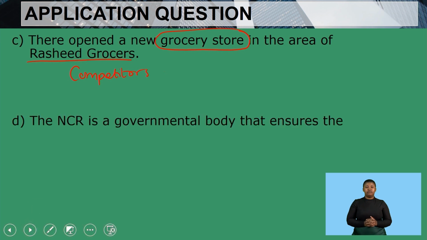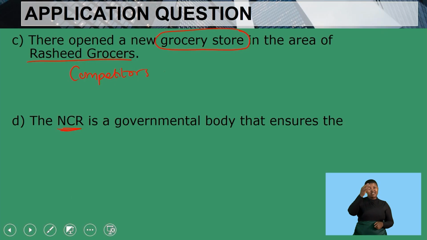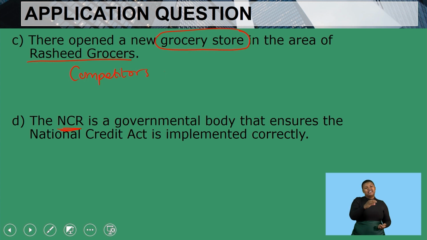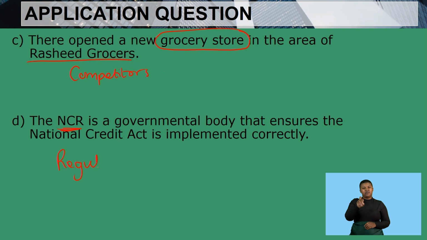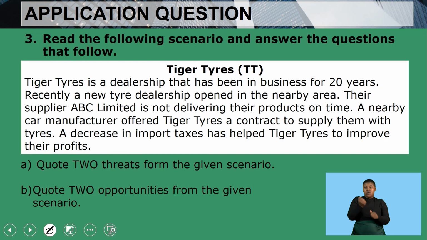Okay, and then our last statement, the NCR. NCR, of course, is an abbreviation for the National Credit Regulator, a governmental body that ensures the National Credit Act is implemented correctly. So remember, when it's a body that makes rules and regulations to monitor the activities of a business, it is referred to as regulators. All right, so regulators, the government body, which in this case makes sure that the Credit Act is implemented correctly. All right, that's it for question 2.